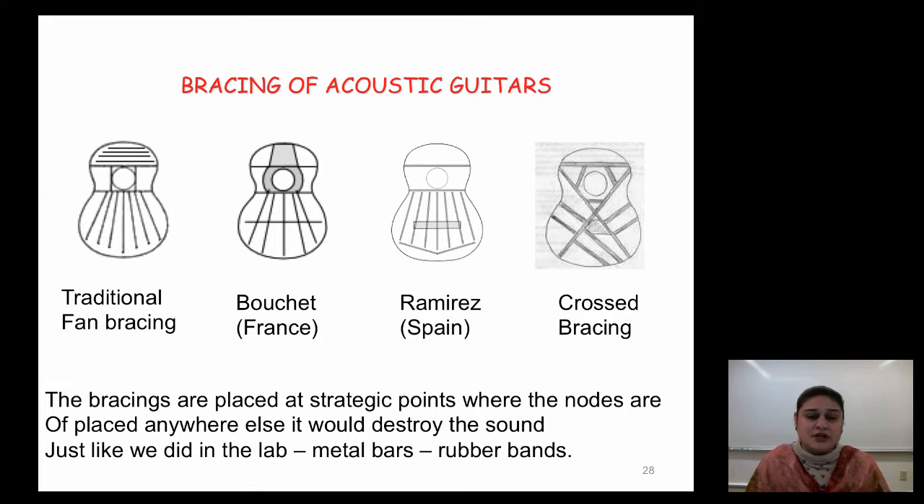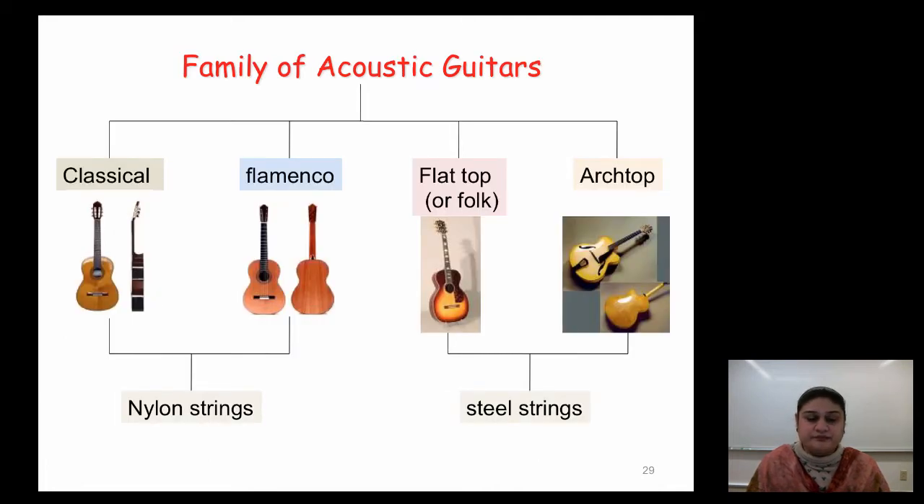Bracing of acoustical guitars is of different kinds depending on what culture, what country, what type of music you are talking about. The bracings are placed at strategic points where the nodes of the guitar are placed. Anywhere else it would destroy the sound. Family of acoustical guitars include classical, flat top, arch top, and so on. Again, different guitars use different kinds of strings, and all of those different kinds of strings produce a variety of sounds.